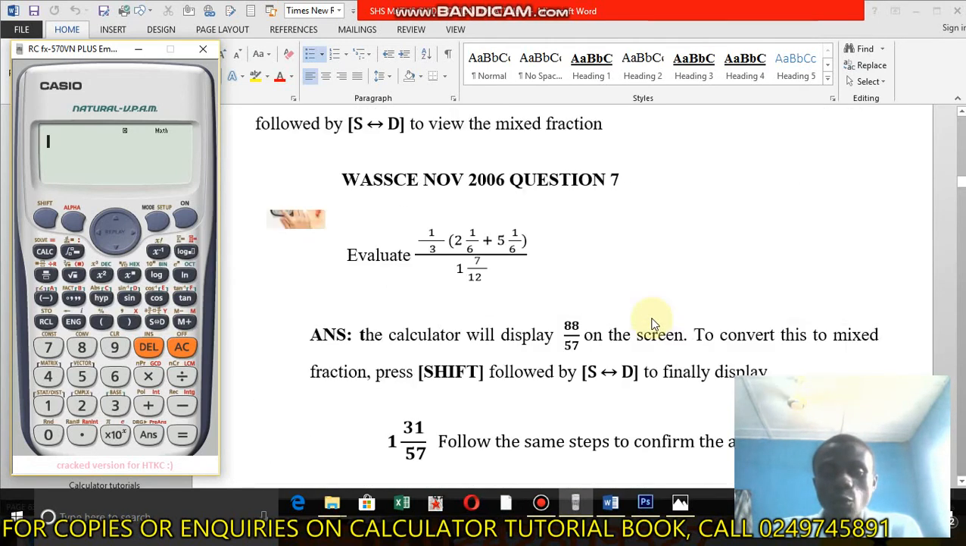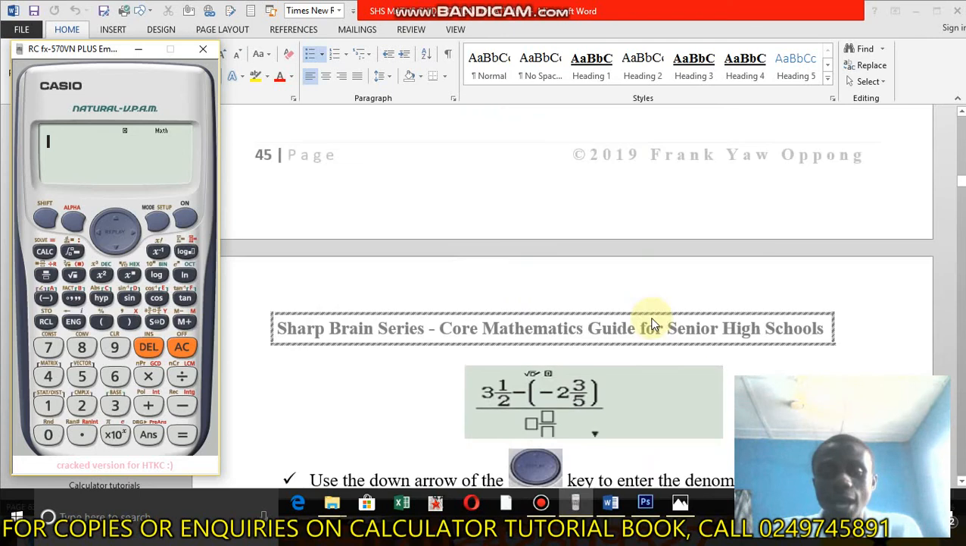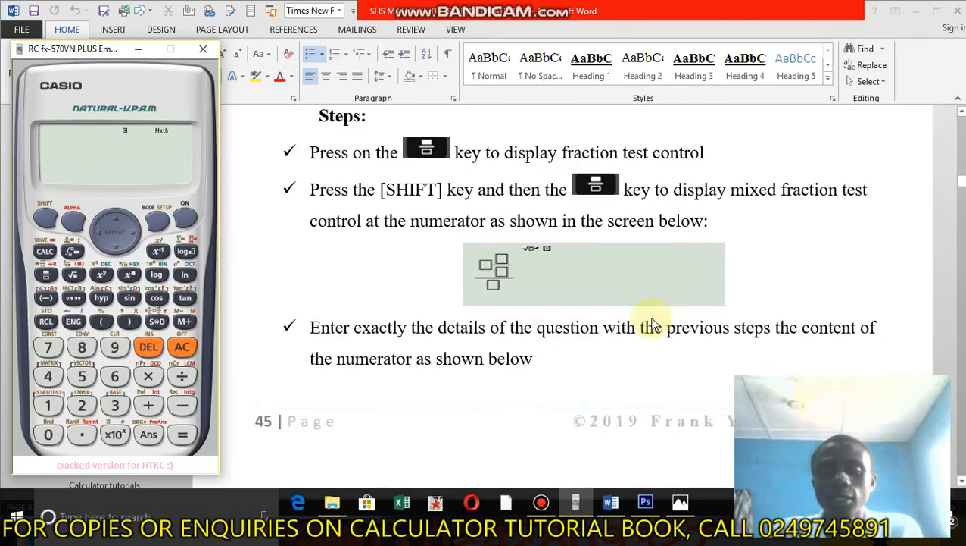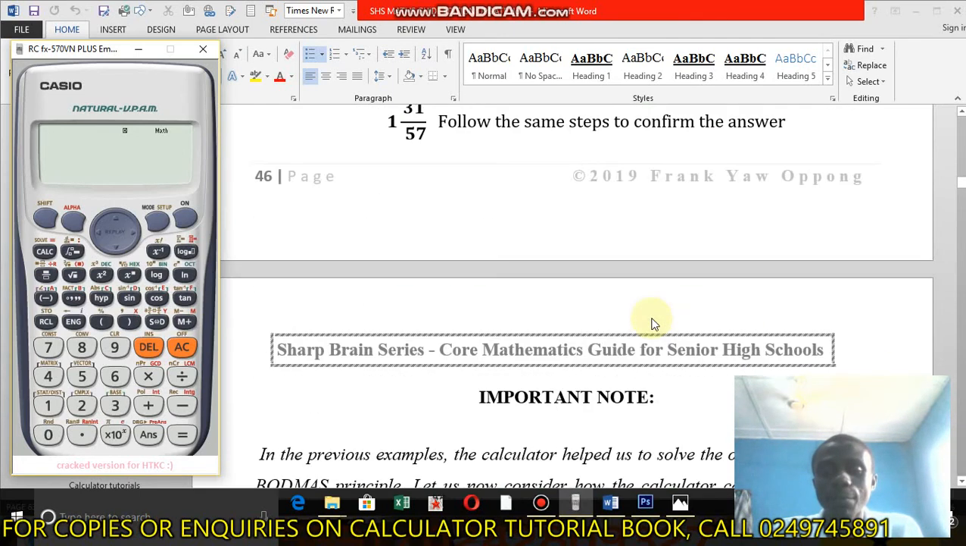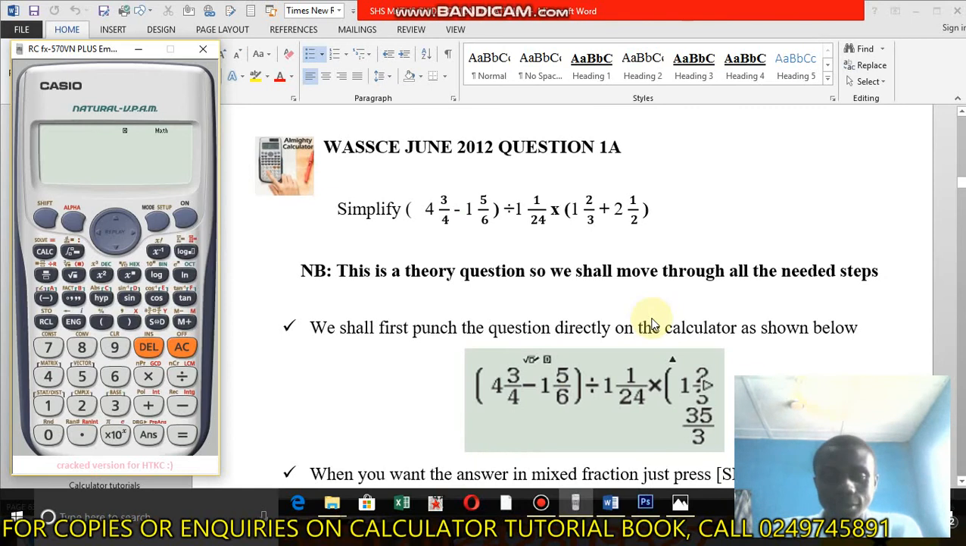So, we started by punching previous objective questions and confirming our session B answers with the use of the calculator. Today, we want to know how the calculator can help us to go through all our steps in BODMAS past questions in session B.